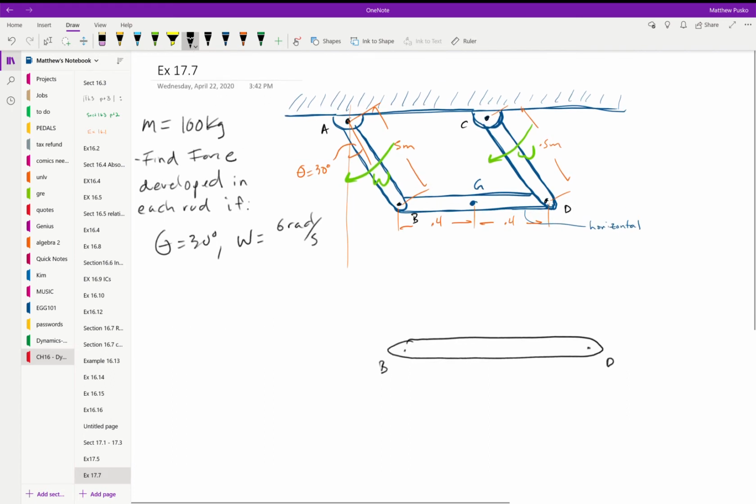Let's look at example 17.7. We have a 100 kilogram beam BD shown supported by two rods having negligible mass, so we're only looking at the mass of BD. Determine the force developed in each rod at the instant theta equals 30 and omega is equal to 6 radians per second. So this thing is swinging down and to the left.